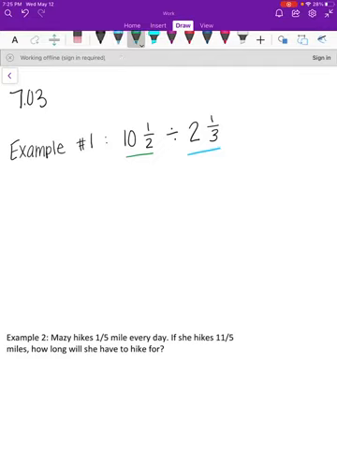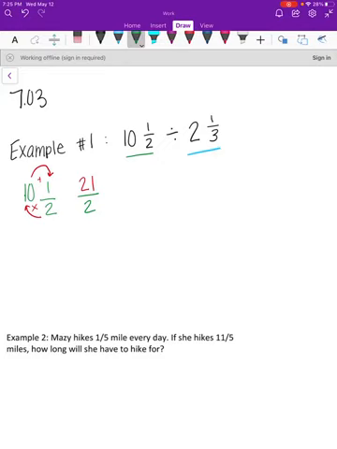How we do that, I'm going to take 10 and 1/2, and I'm going to multiply 2 times 10 and then add 1. So 2 times 10 is 20. 20 plus 1 is 21. So now we have 21 over 2. And that's the same thing as 10 and 1/2.